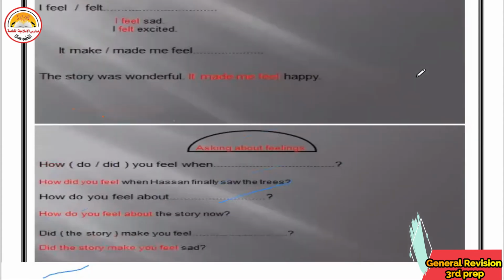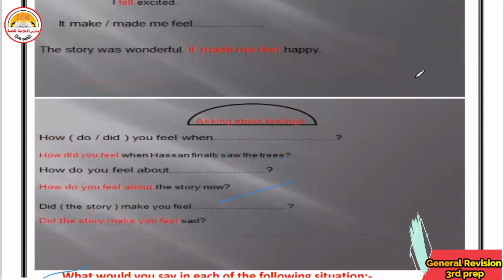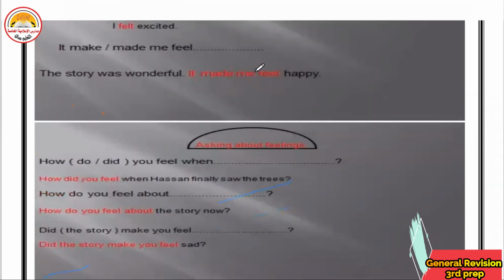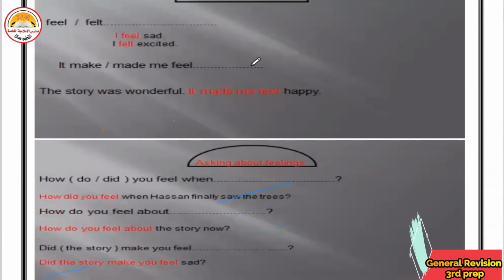For example, the story was wonderful. It made me feel happy. It made me feel happy. If I ask you to replace it made me feel, what would you say? Ali Al-Adawi. You can say I felt happy.